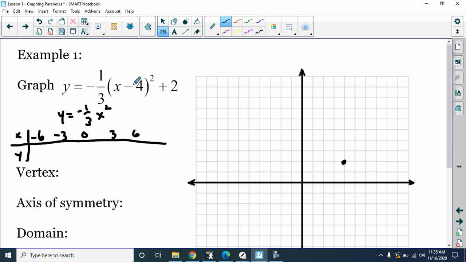And then I plug those in, not to the original equation, but into the parent function. I'm getting points on the parent function. -6 squared is 36, times -1/3. 9 times -1/3. 0 times -1/3. 9 times -1/3. 36 times -1/3.